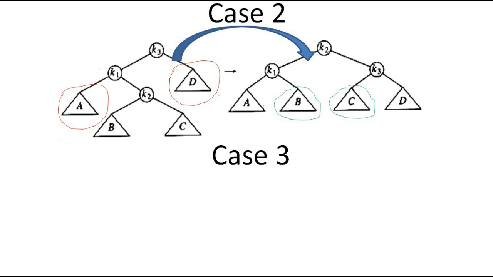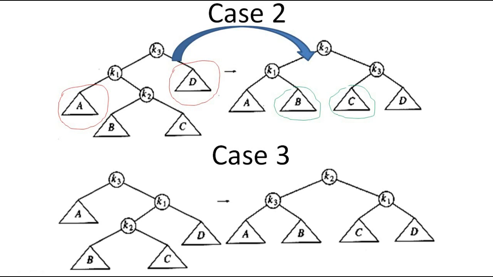Then the changes occurred only with the B and C. Previously the B is located in the left side of the K2. Now it's changed into the right side of the K1, and then C position is changed. Already it's present in the right side of the K2. Now it's located in the left side of the K3.